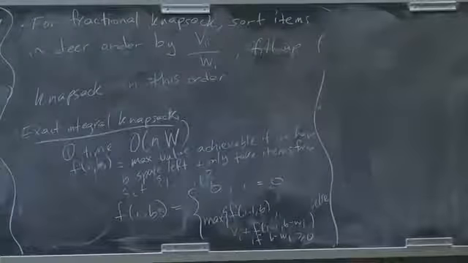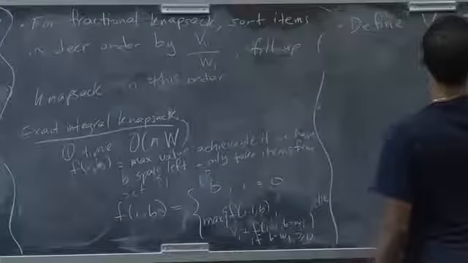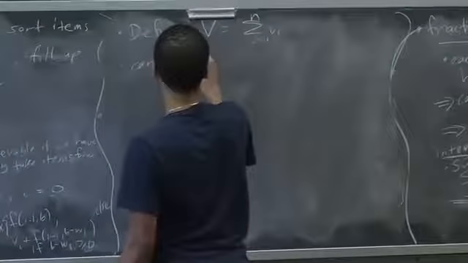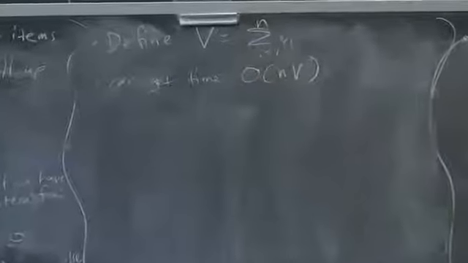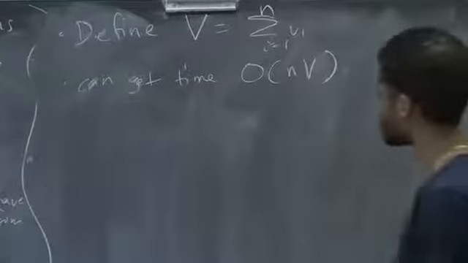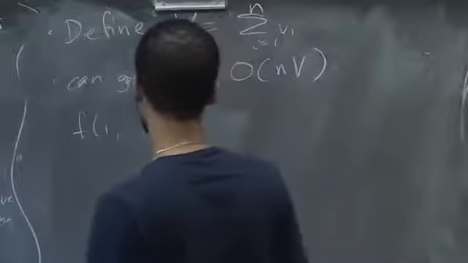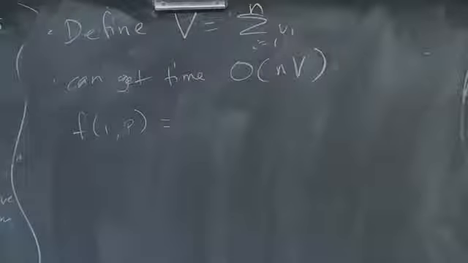And you could also define V to be the sum over i of v_i. And you can also get time O of nV. That's another thing you could do for knapsack. How is that? You define f of i comma p, it's another dynamic program. Have people seen this? So nW for knapsack is according to this. You could also get nV.